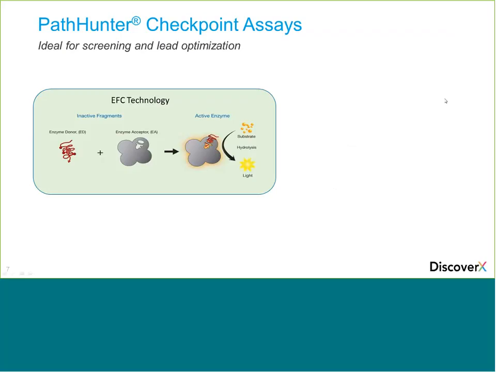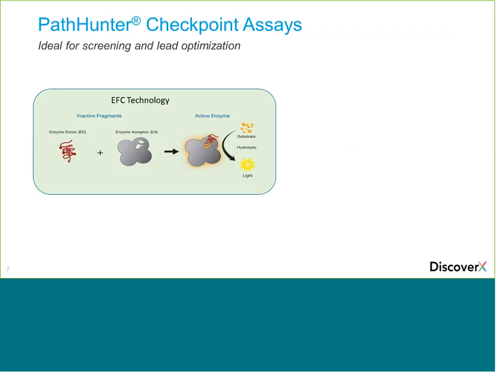To do so, we utilized our enzyme fragment complementation technology. I'm going to briefly introduce our EFC system, or enzyme fragment complementation. At its heart, it's a split enzyme system where we've taken beta-galactosidase and split it into 2 components, enzyme donor and enzyme acceptor. When they're apart, they are completely inactive. However, when they come together to create an active beta-gal enzyme, this can then hydrolyze substrate to give us a chemiluminescent output.